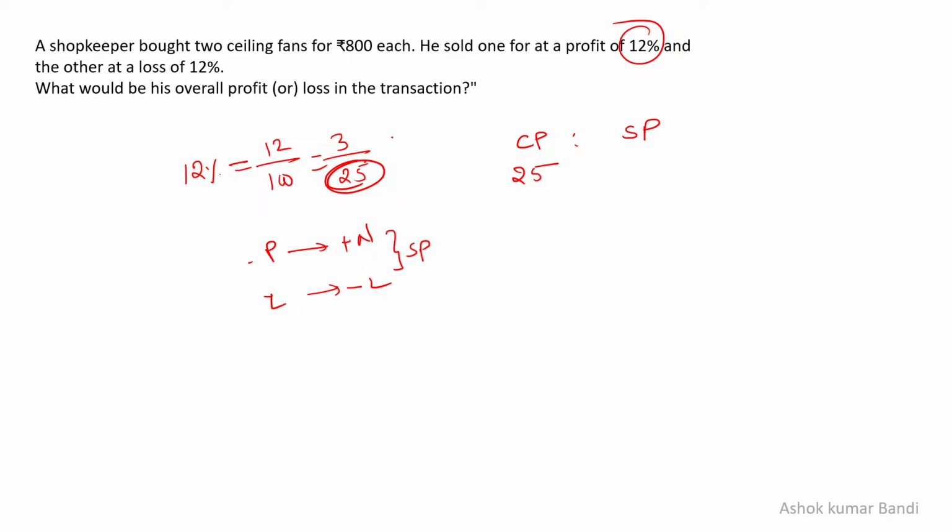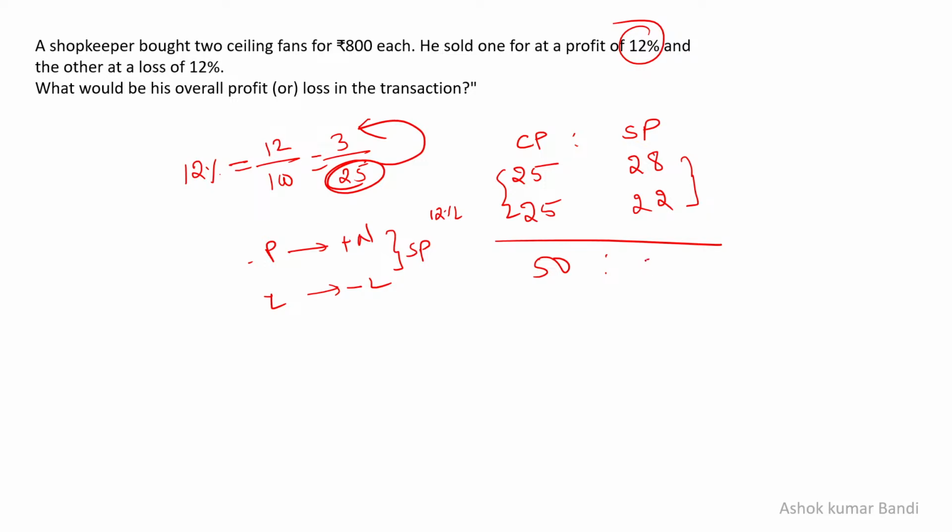So in my case I am getting a profit, so I am going to add the numerator, so 28 is my SP. Then the second case, again you are getting a 12% loss. Loss means your CP is going to be 25, but this time SP is going to be 22, because 25 minus 3. Now add both of them, 25 plus 25, 50. So you are buying both of them for 50. Now 28 plus 22, you are selling them also for 50.